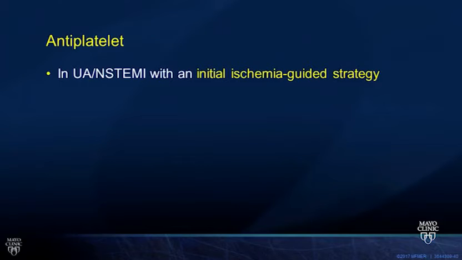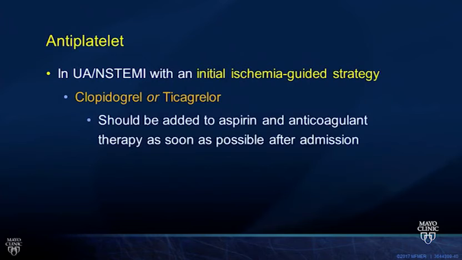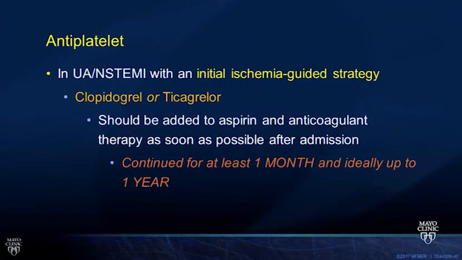Now let's take our individual with a non-ST ACS in which we're considering an initial ischemia-guided strategy. We've started aspirin, and they will benefit from the addition of a second antiplatelet agent. In this situation, we have the choice between clopidogrel or ticagrelor. And this should be added to aspirin and anticoagulant therapy as soon as possible after admission. This should also be continued for at least 1 month and ideally up to 1 year.